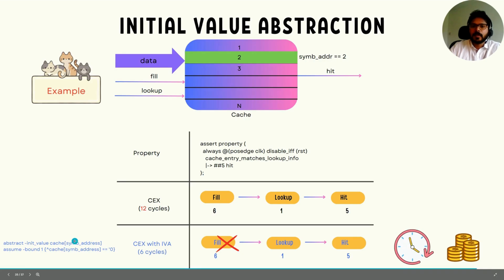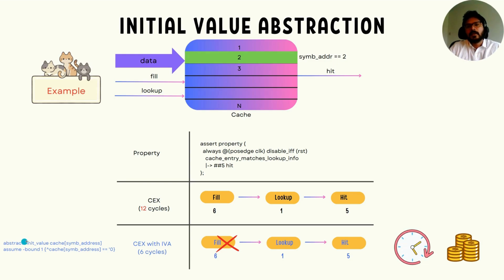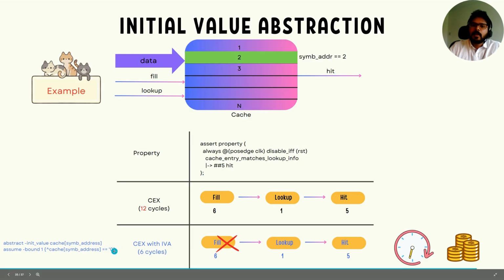Here's how you can do it. You can use a combination of these two commands, abstract and assume, to achieve this. The first command, abstract, tells which signal you want to abstract. It's the cache entry corresponding to the symbolic address. The second command, assume, puts a restriction on the data that this particular entry can take.